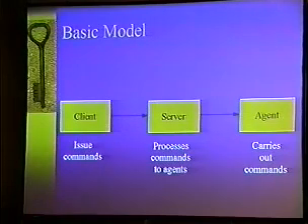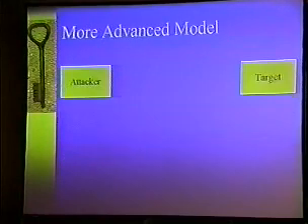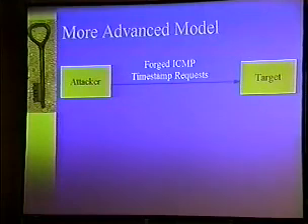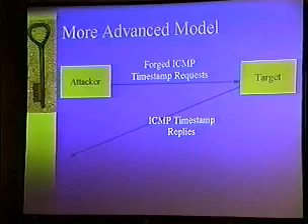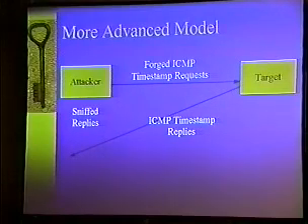So this is kind of the basic model that we've seen earlier this year. A more advanced model: I'm just using a forged ICMP timestamp request as an example here. The attacker sends a forged ICMP timestamp request to the target. The reply comes back. The attacker sniffs the replies, and then from sniffing the replies can do host enumeration. That's a fairly simple idea there.